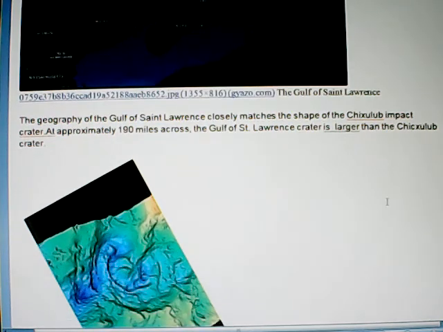And the geography of the Gulf of St. Lawrence closely matches the shape of the Chicxulub impact crater. At approximately 190 miles across, the Gulf of St. Lawrence crater is larger than the Chicxulub crater.